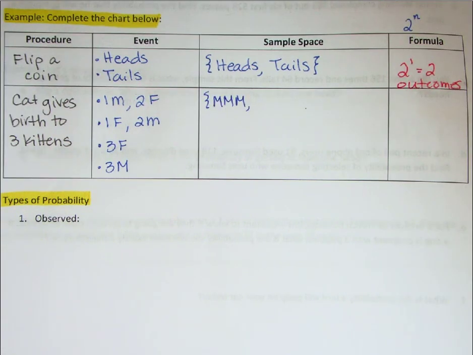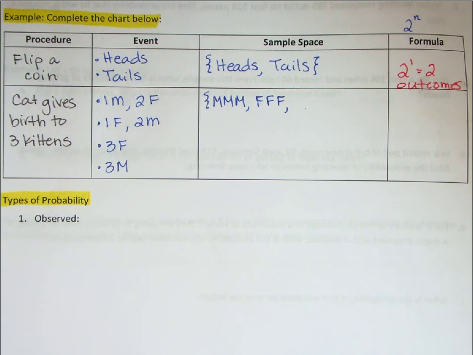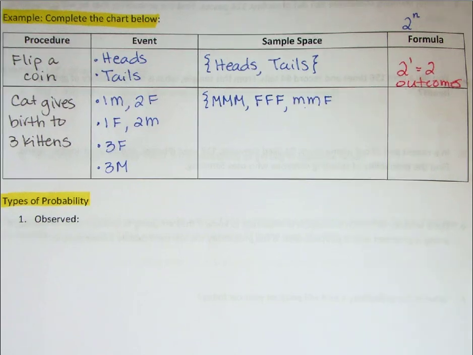For the option where she has all 3 male kittens, we're going to use an uppercase M to represent the males. So each kitten is represented by an uppercase M. Again, the other option is that they are all 3 females. Next, we need to start changing the individual kittens.